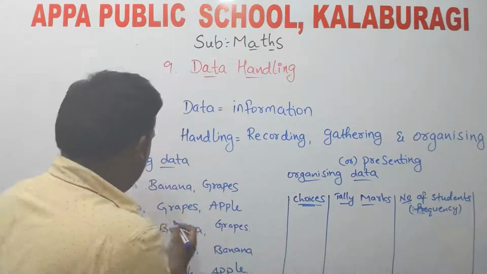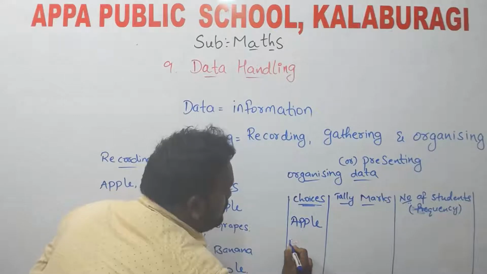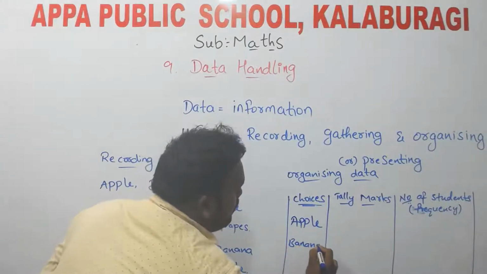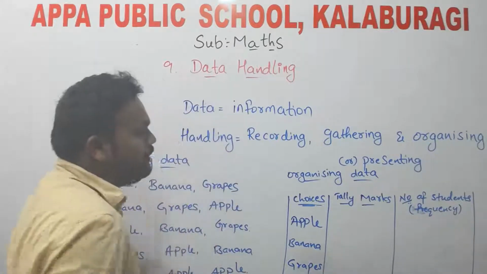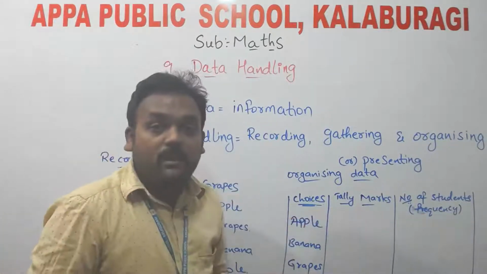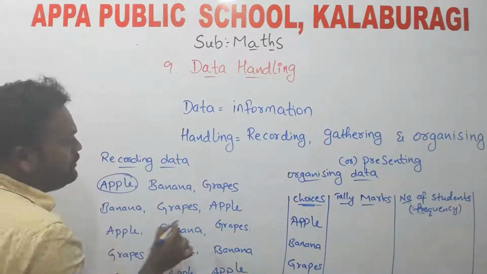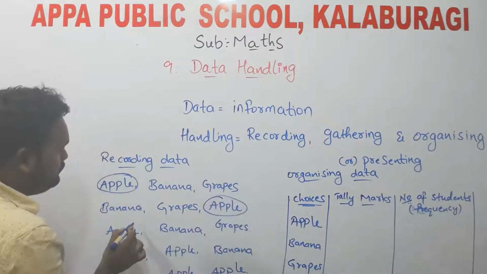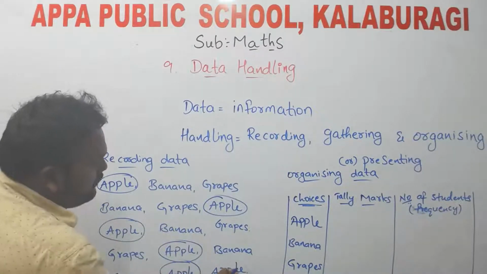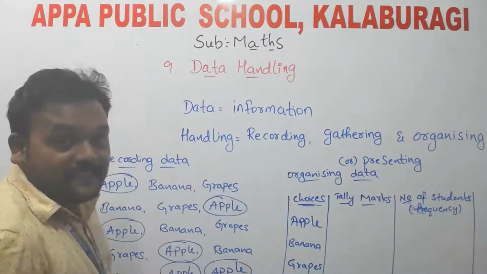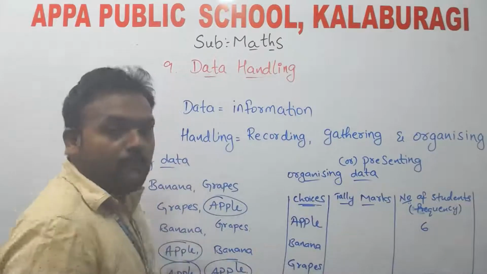Now the choices: first apple, second banana, next grapes. How many students like apple? Just mark it: 1, 2, 3, 4, 5, 6. So 6 students like apple. Write 6 in the number of students column.